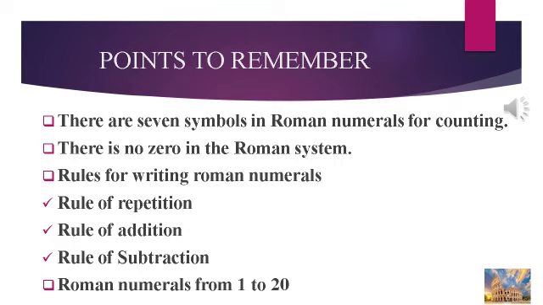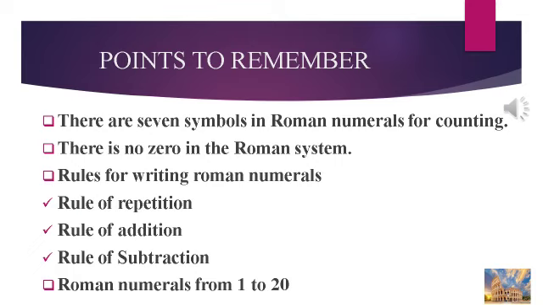Then we have studied rules for writing Roman numerals. First rule is the rule of repetition. When a symbol is repeated twice or thrice, its value is multiplied by 2 or 3 respectively. Symbols I, X, C and M can be repeated 3 times at maximum. Symbols V, L and D are never repeated.